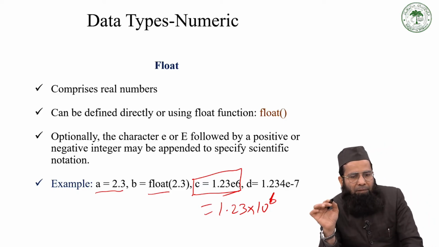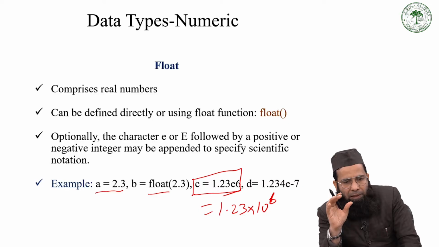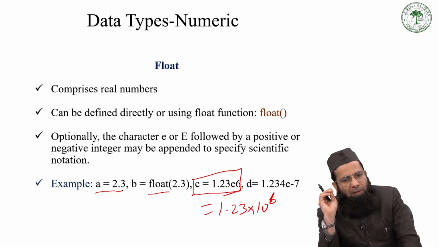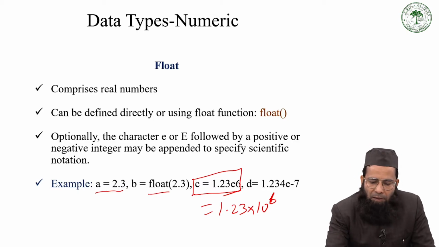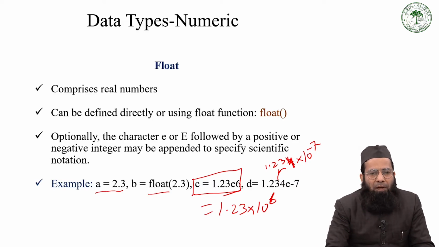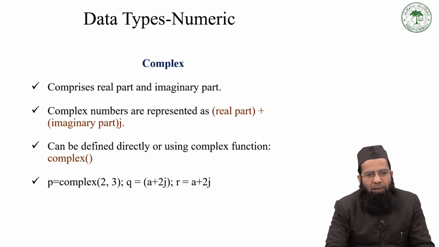So if you are declaring a variable as C is equal to 1.23 E6, Python will treat this number in the form 1.23 into 10 to the power 6, right? And similarly, if we have D is equal to 1.234 E minus 7, the number is actually 1.234 into 10 to the power minus 7. So in this way, you can declare the variable in Python.